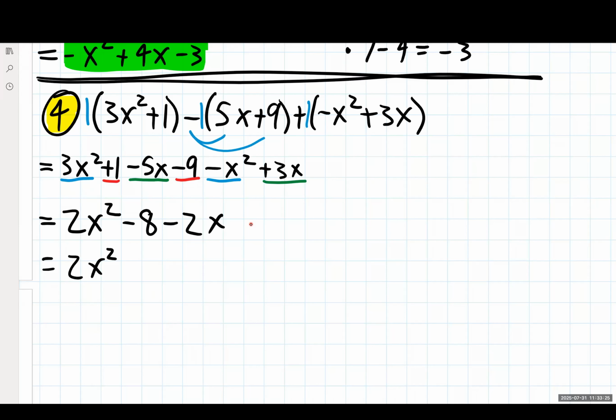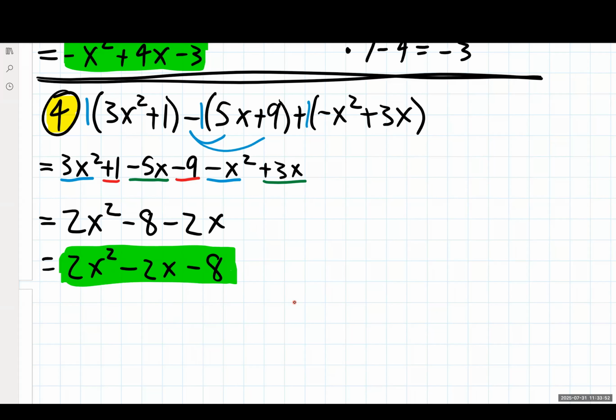So 2x squared minus 2x minus 8. I have my variable terms in front. Awesome. Are they in descending powers? Yeah, I've got x squared in front, and I've got x to the first power written after that. So this is written in standard form, and I am good to go from here.